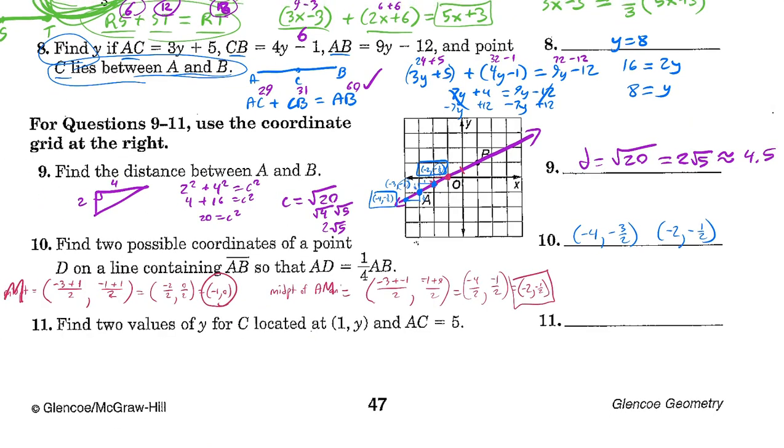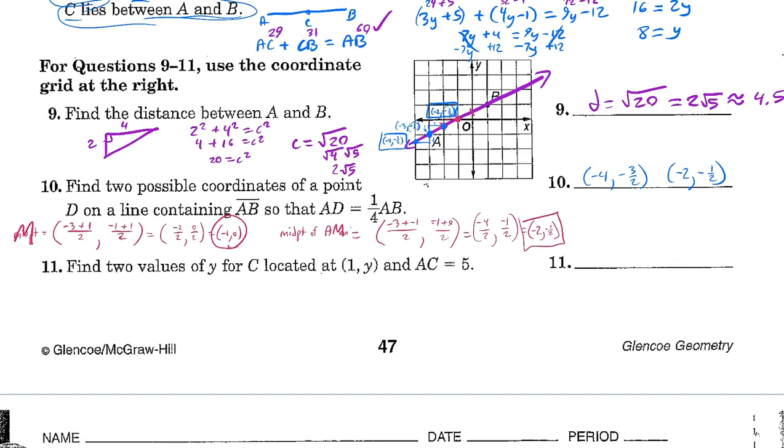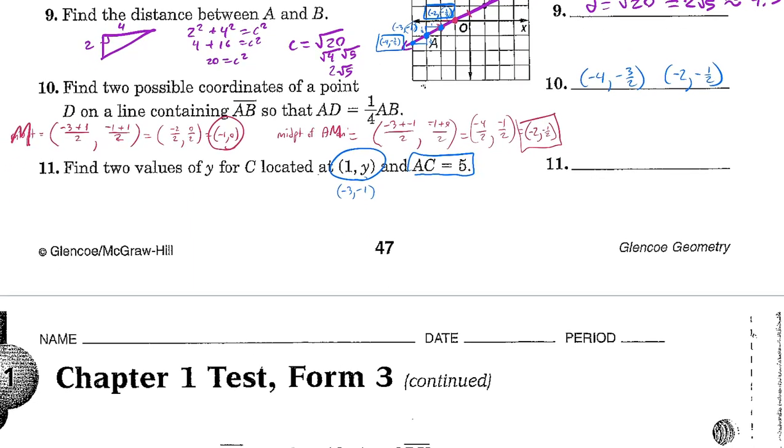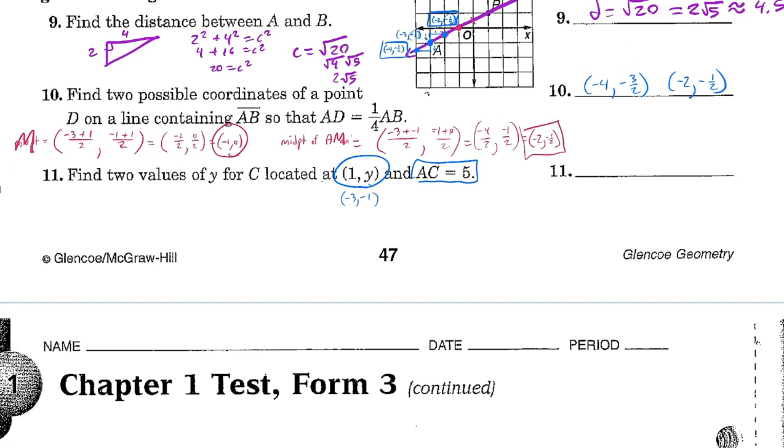All right. And then let's look at find two values of y for C located at 1, y and AC is 5. So it's saying we've got this point and point A, which is -3, -1. So we've got these 2 points, and it's saying the distance from A to C is 5. Well, that's just the distance formula. So we could Pythagorean Theorem it, or let's just use the distance formula.